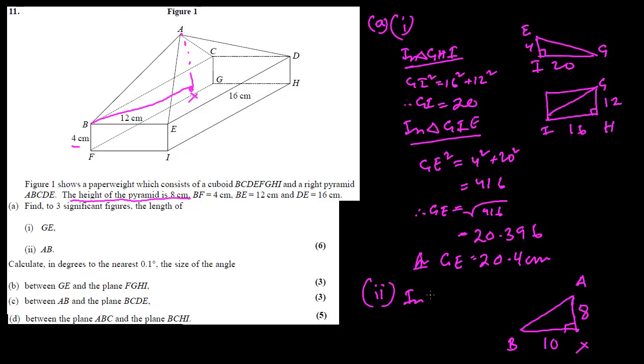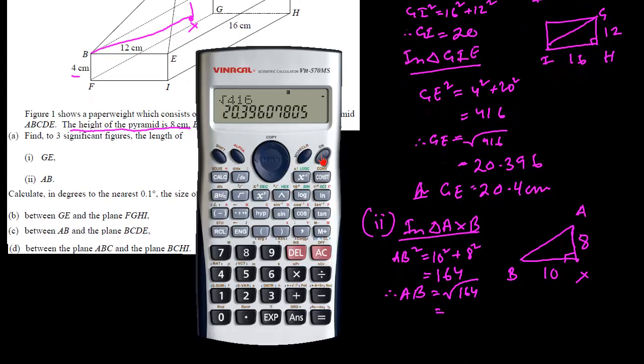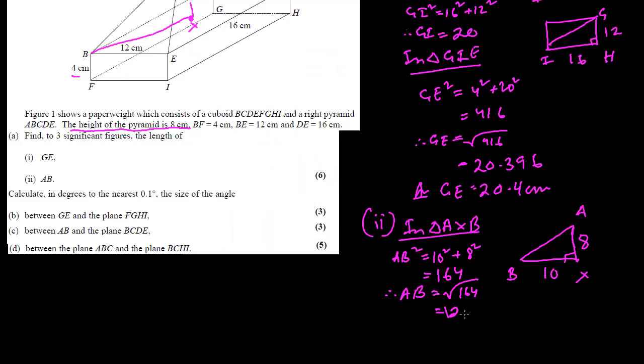So we can write, in triangle AXB, always mention the right angle letter in the middle, AXB. AB squared equals 10 squared plus 8 squared. 10 squared is 100, 8 squared is 64, so 164. Therefore, AB equals the square root of 164, and that is 12.806. The answer is AB equals 12.8 centimeter.